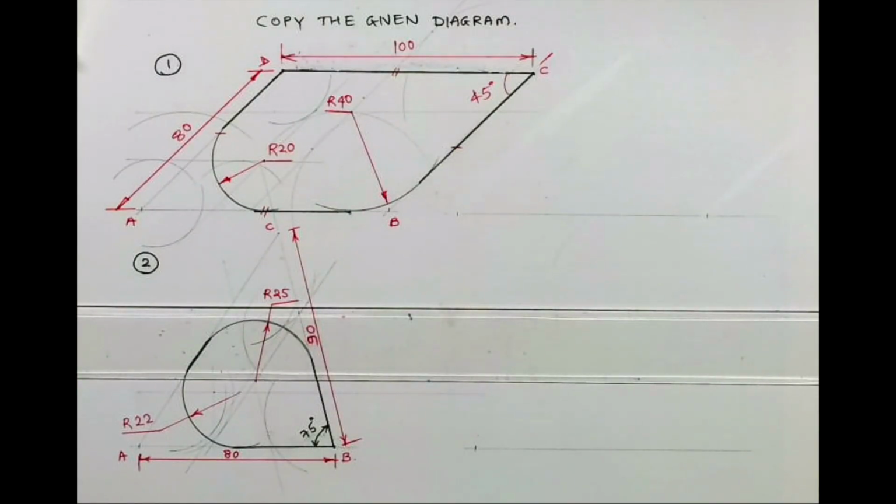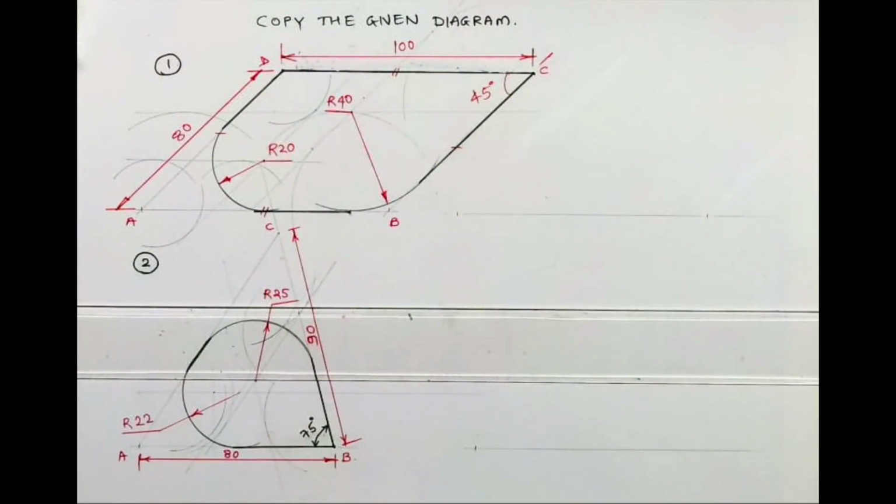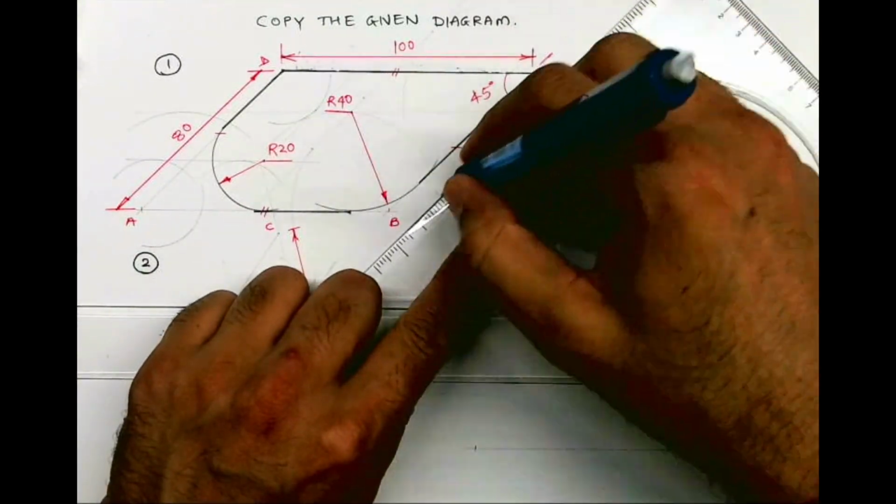Welcome to Technical Drawing. Today we'll see how to draw this given diagram. There are two diagrams we have to copy as they are. The first one is a parallelogram 100 by 80. First I will draw that.